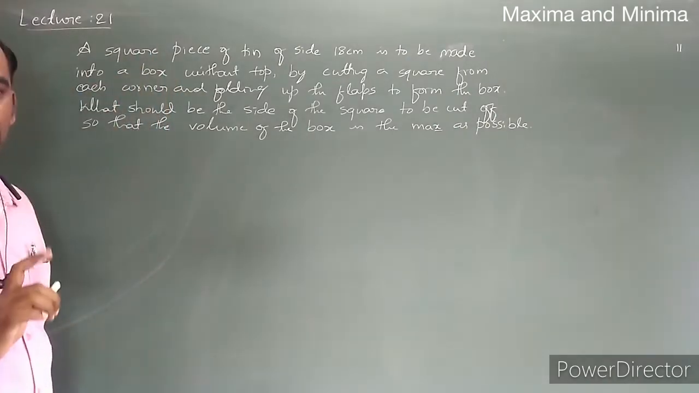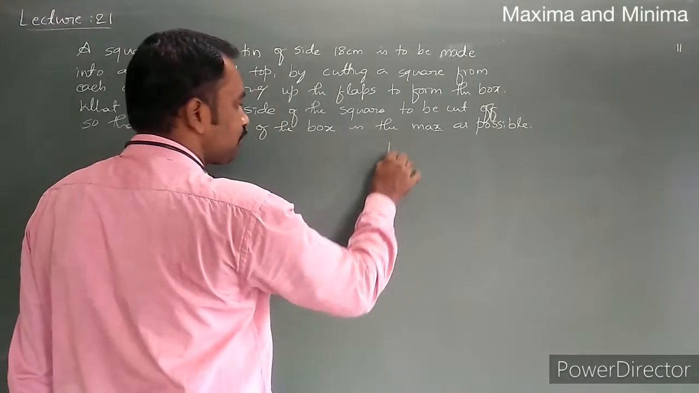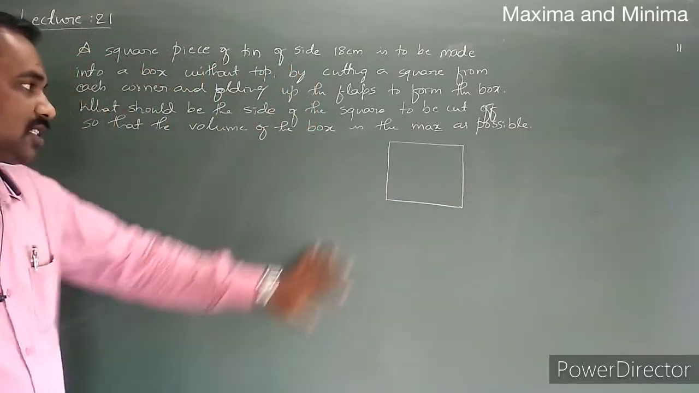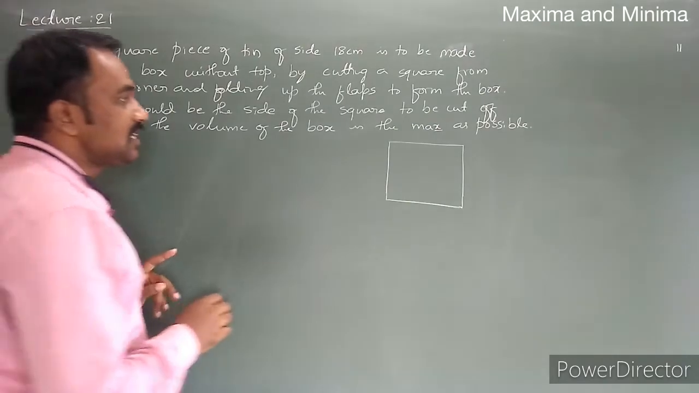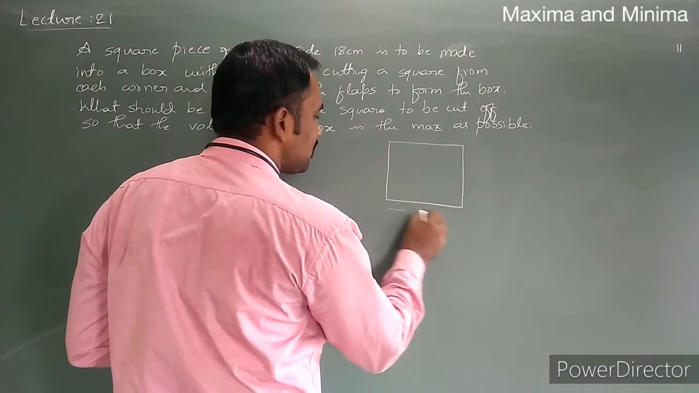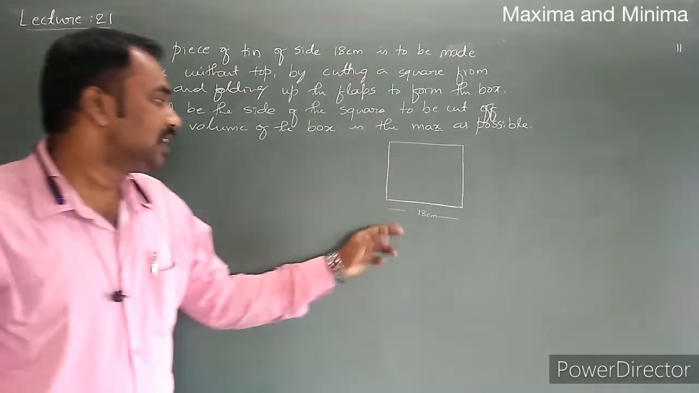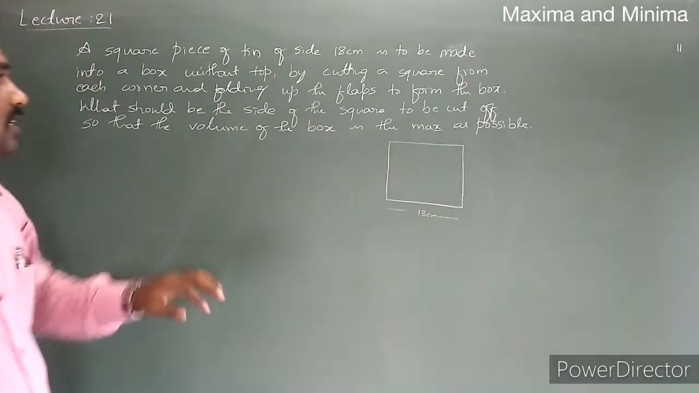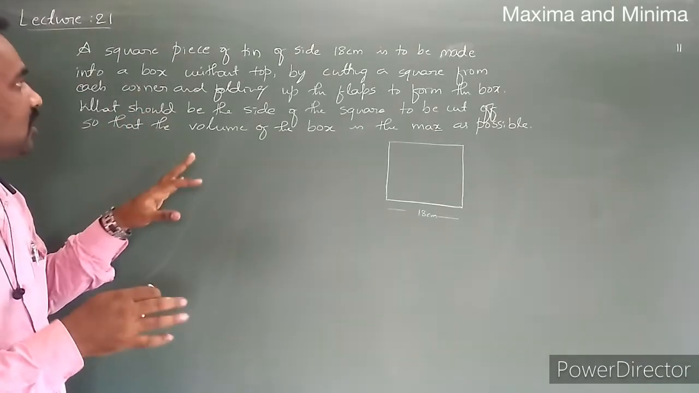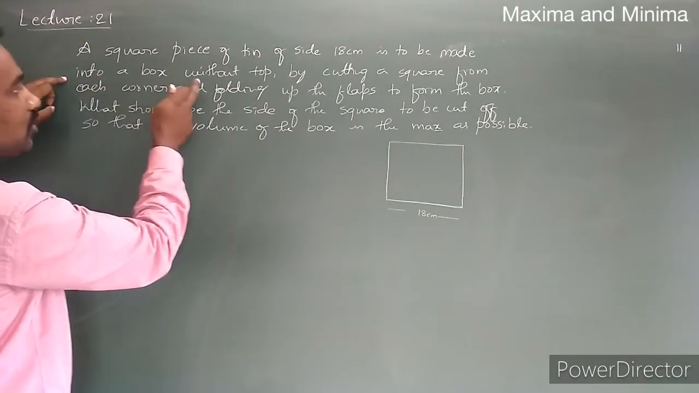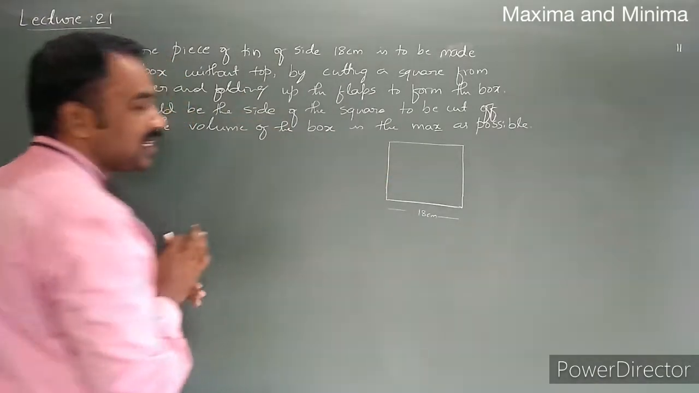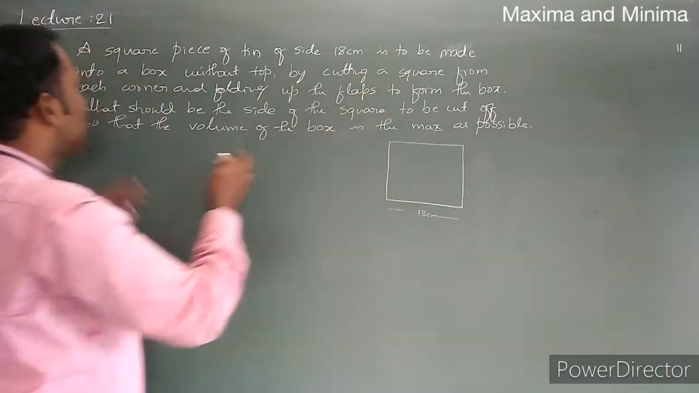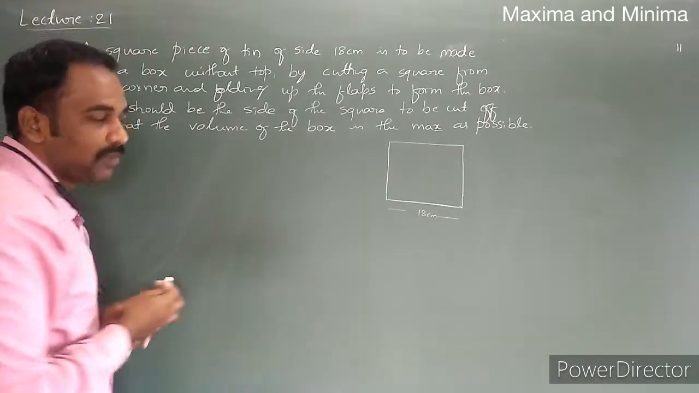So there is a square piece of tin. Suppose this is the square plate. This square piece of tin has a side of 18 centimeters. Since it is a square, all the sides are equal in length. This length is 18 centimeters. This square piece is going to be made into a box, without a top. Without a top, we have to make it as a box. How do we make this into a box? By cutting a square from each corner and folding up the flaps.